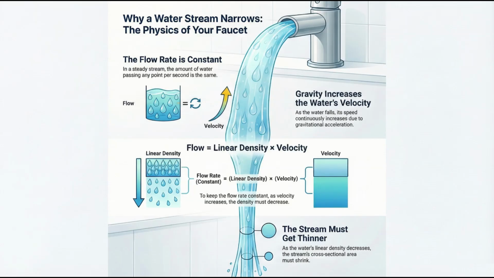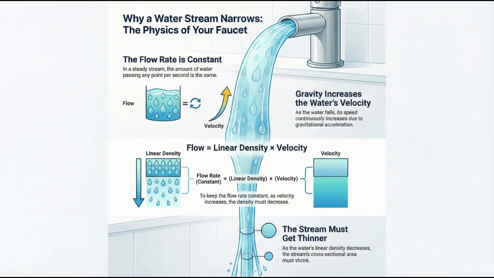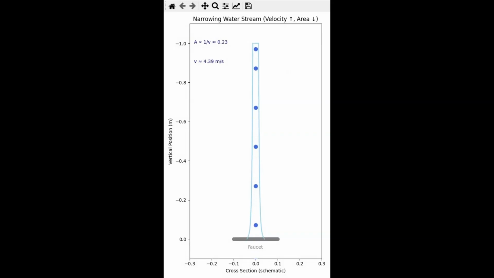Second, this whole thing is governed by two key principles. One is steady fluid flow, and the other is mass conservation. And all mass conservation really means is that the amount of water passing any single point in that stream every second has to stay exactly the same.